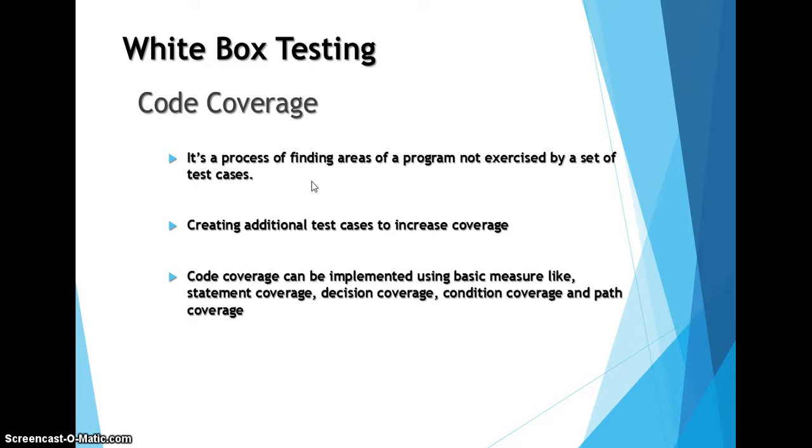Code coverage is a process of finding areas of a program which are not exercised by a set of test cases. So you analyze the test cases you have written, and then you analyze the code and figure out what is left out, and you ensure maximum coverage. To do this, you cover all statements, decision trees, and conditions throughout the code.